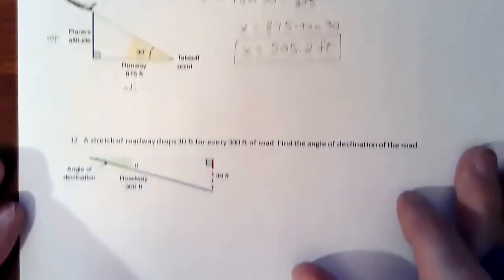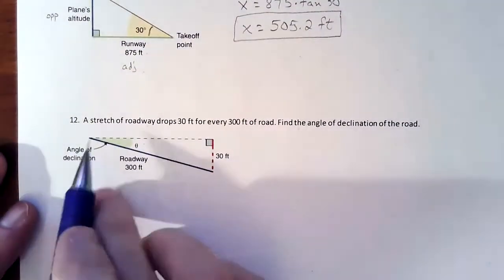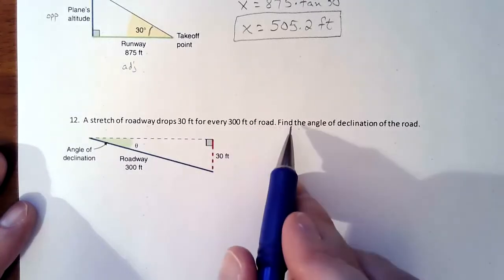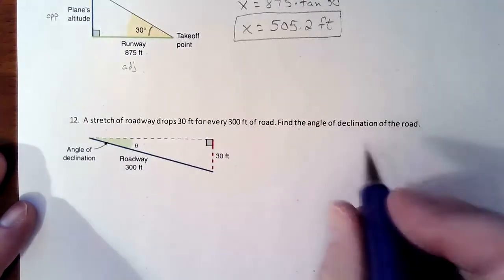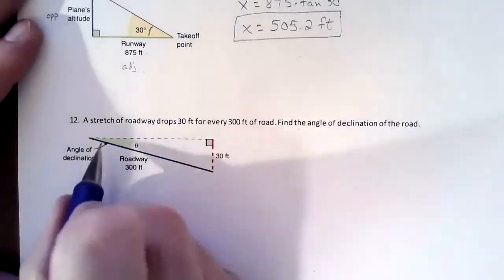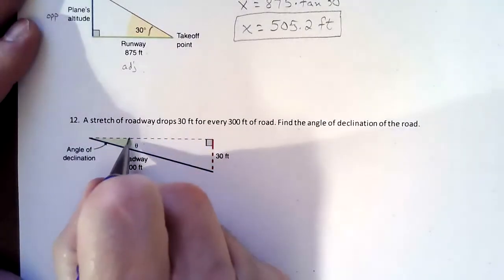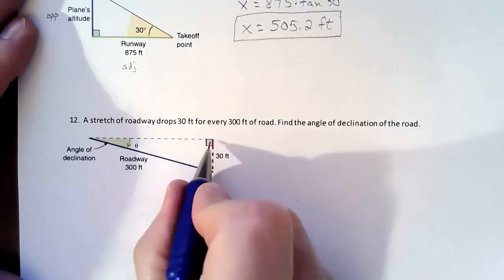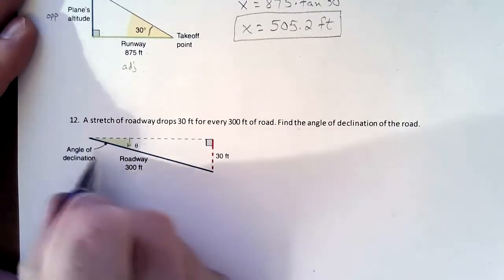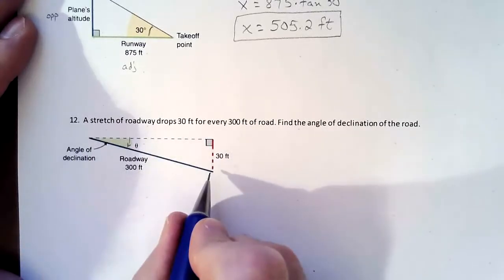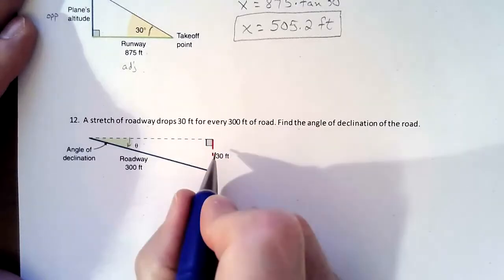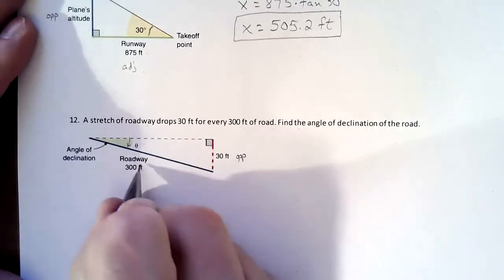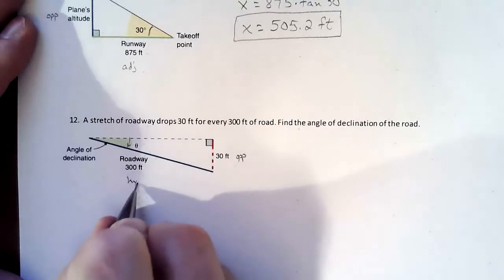Okay, so our next situation is we have a stretch of roadway that drops 30 feet for every 300 feet of road. Find the angle of declination, which is the angle of depression. So here is our horizontal, here is our angle of depression, and we don't know what it is, but we know that it drops 30 feet for a 300-foot span. So 300 feet of road is the hypotenuse, and the 30 feet is the opposite.